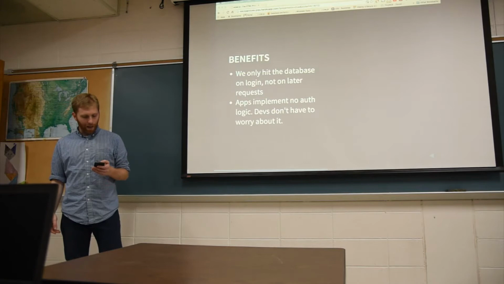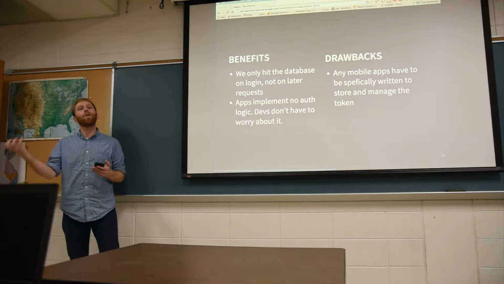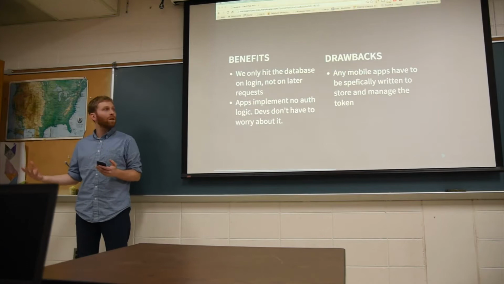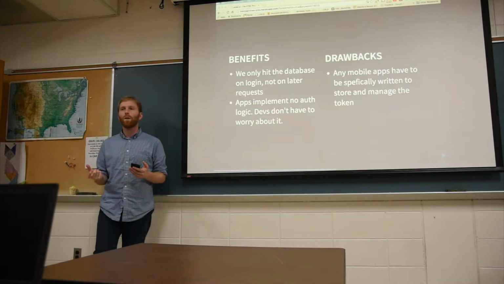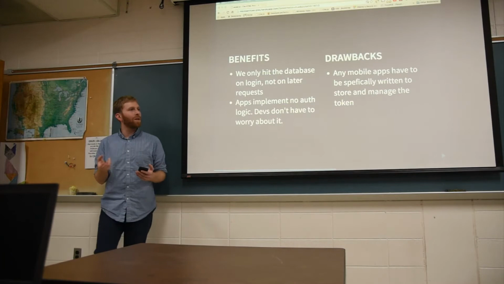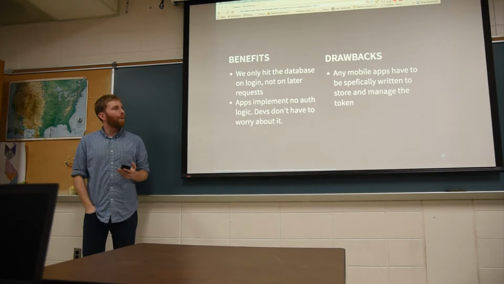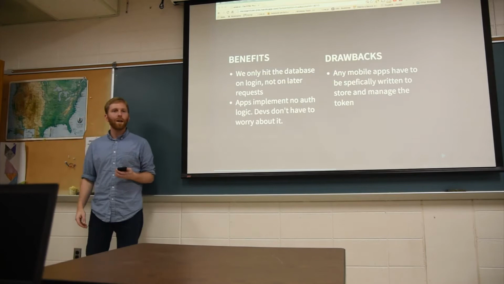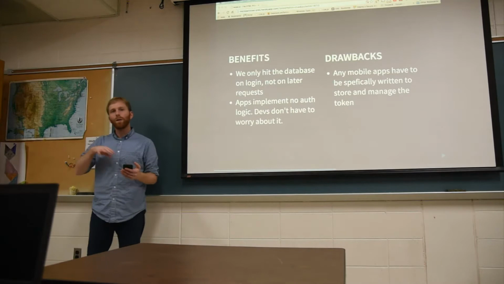So really the only main one is you can't do that kind of app ecosystem, which most businesses probably don't need to do unless you're a Facebook or a Google or a Twitter. And then any mobile apps have to be specifically written to store and manage that token. In the mobile space, there are a lot more libraries and tools for doing OAuth. With this kind of authentication, you have to roll a little bit of your own in terms of storing and managing the token. But as long as you're writing all the mobile apps that interact with your services, that's not a big deal. It's only a big deal if you're dealing with third-party apps, and that's certainly not something that we're doing at this point in time.